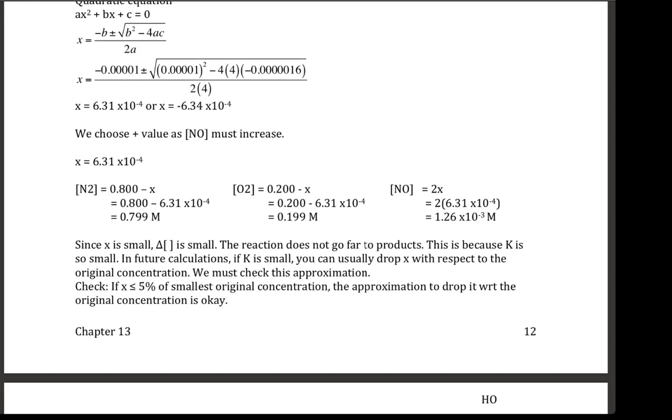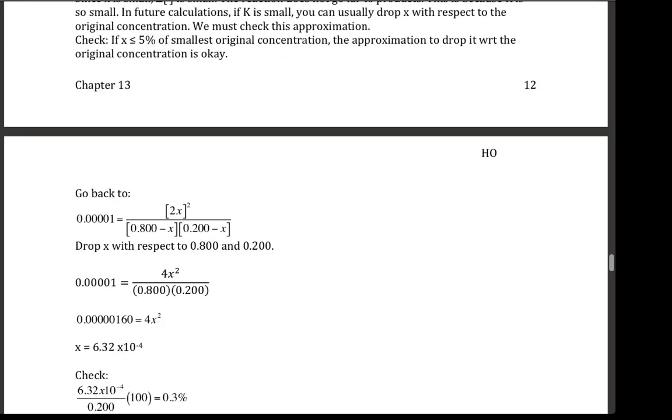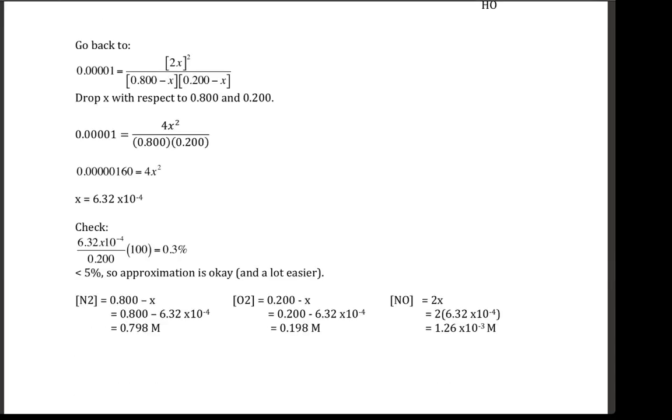And the check is, if the x that we calculate in the end from the approximation is less than or equal to 5% of the smallest original concentration, the approximation to drop x with respect to the original concentration is okay.